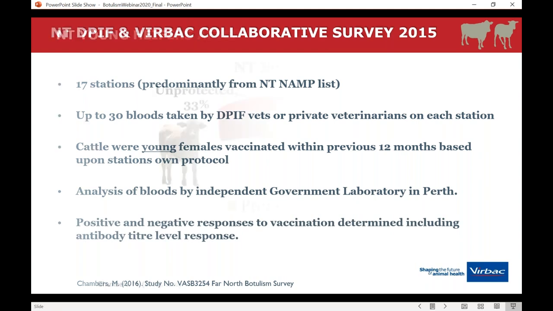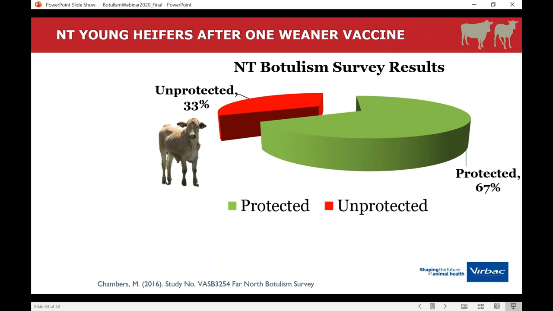Now, our findings, when it was analysed by a scientist based at the University of New England, was that we actually had 33% of those young animals in the Northern Territory not protected. Now, it's important to emphasise that this is young animals, because if we do this type of research in adult cows, we will get much, much better results. These young animals, similar to in people, can be hard to protect well against disease.